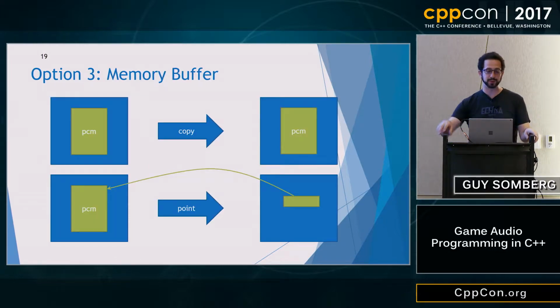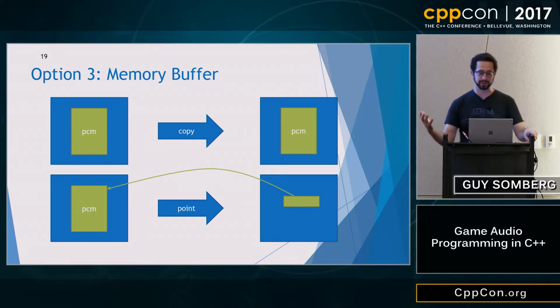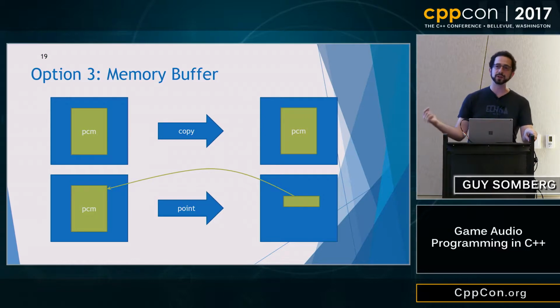The third option is if we have a memory buffer that we've gotten from some source. Maybe we loaded it from disk ourselves, maybe we got it off the network, maybe we got it from a microphone, or from a device of some sort. We can take that and copy it into our audio engine, or alternatively, we can point to it from outside the audio engine.